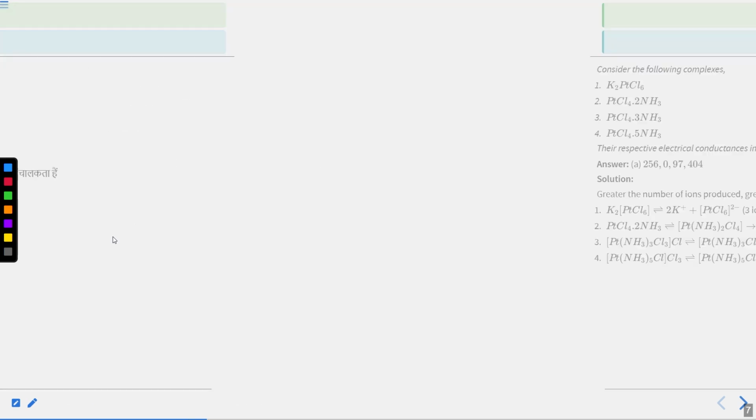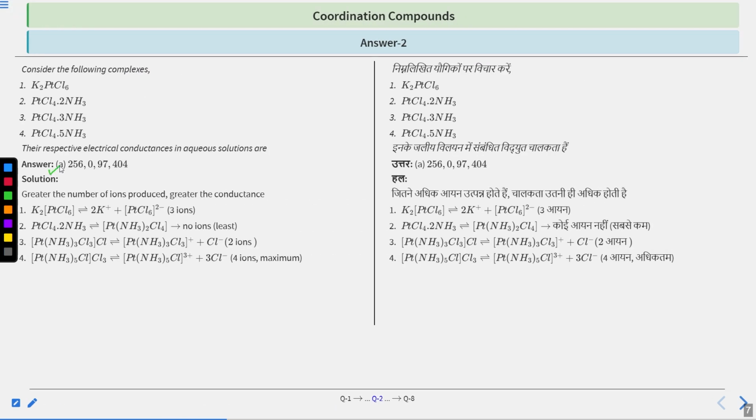Okay, let's see. The correct answer is option A, that is 256, 0, 97, 404. We use this concept here that greater the number of ions produced, greater will be the conductance. They are directly related. So we check in all the given complexes how many ions are going to be produced after dissociation. In the first, K2PtCl6, this is the formula of the complex.